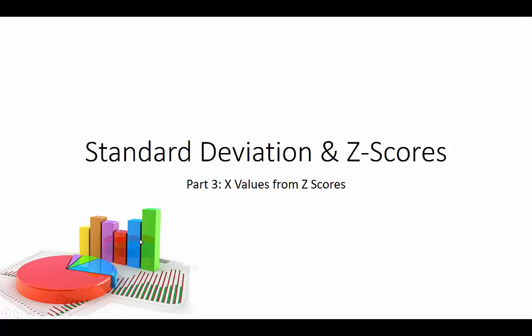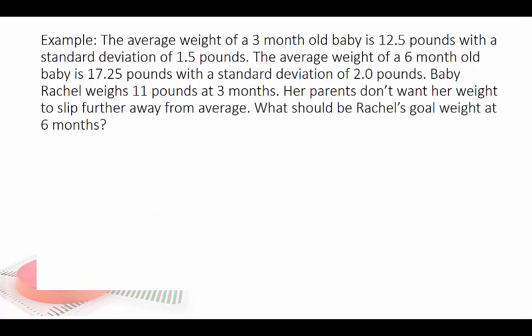Now we'll look at an example where we're going backwards. We're actually going to determine an x value based on a z-score. So in this example, the average weight of a 3-month-old baby is 12.5 pounds with a standard deviation of 1.5 pounds. The average weight of a 6-month-old baby is 17.25 pounds with a standard deviation of 2 pounds.